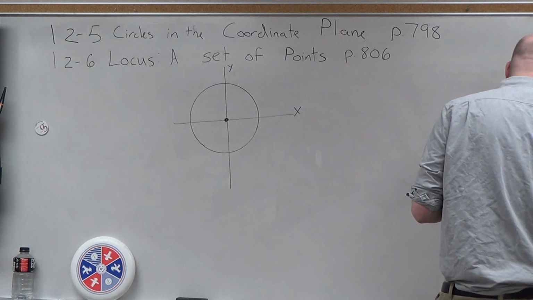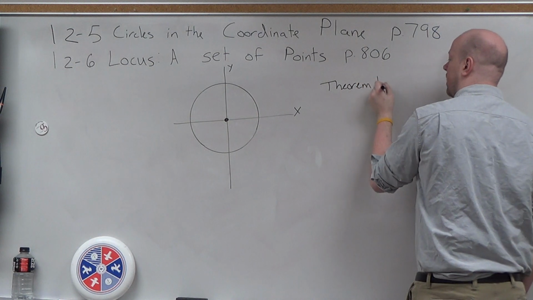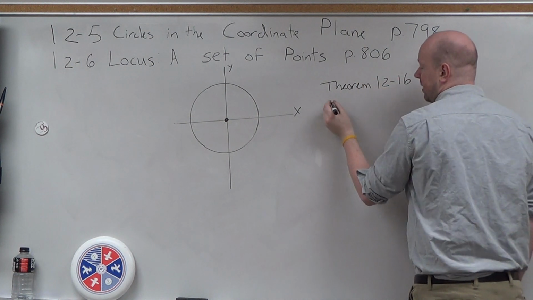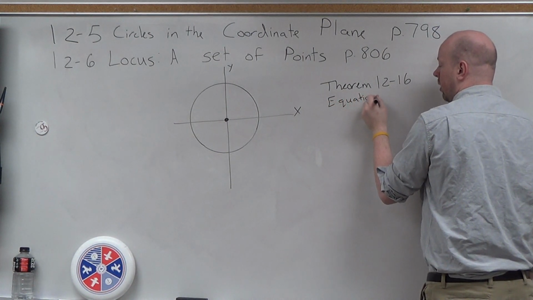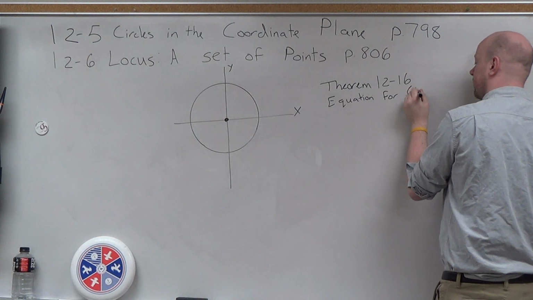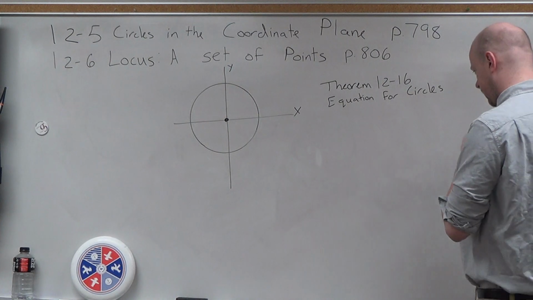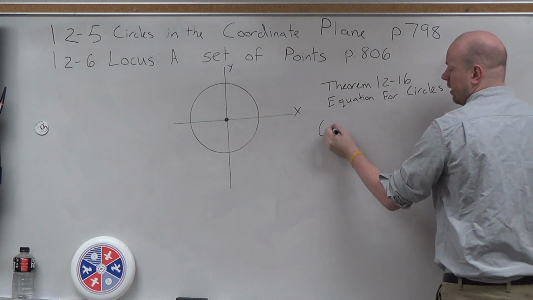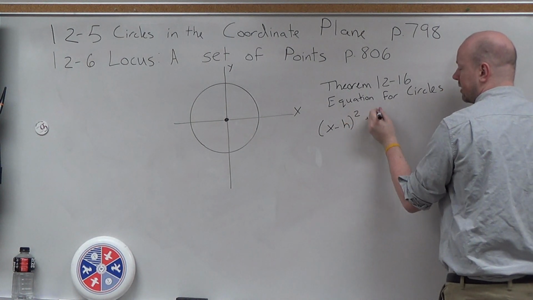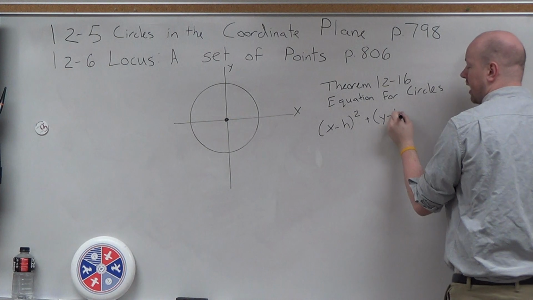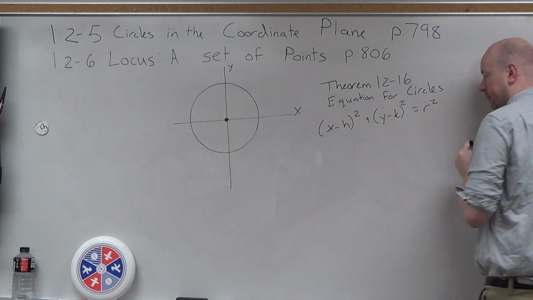So the first thing we need to talk about is theorem 12-16. The theorem is titled an equation for circles. So the equation for circles is this: (x - h)^2 + (y - k)^2 = r^2.